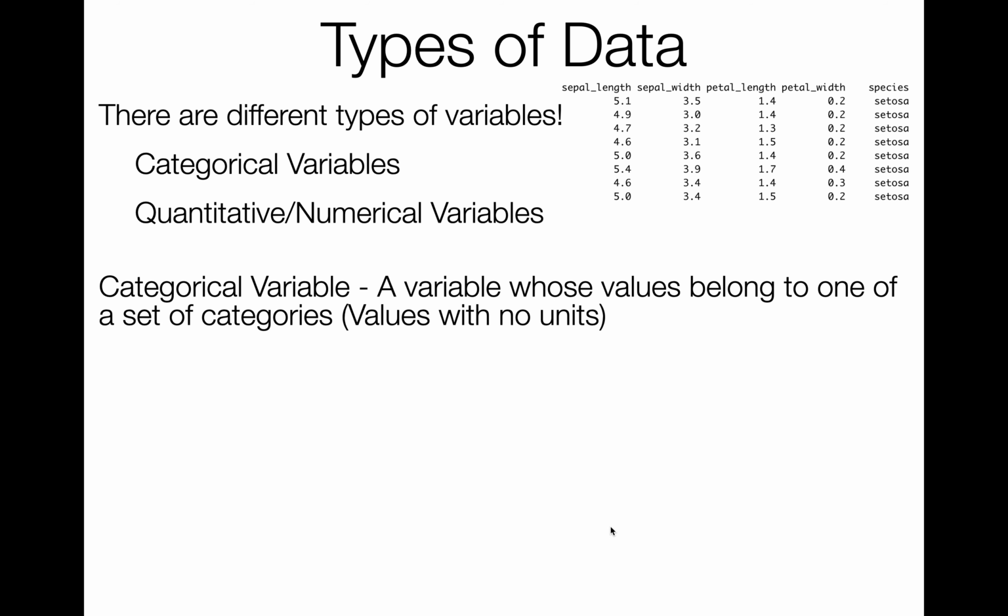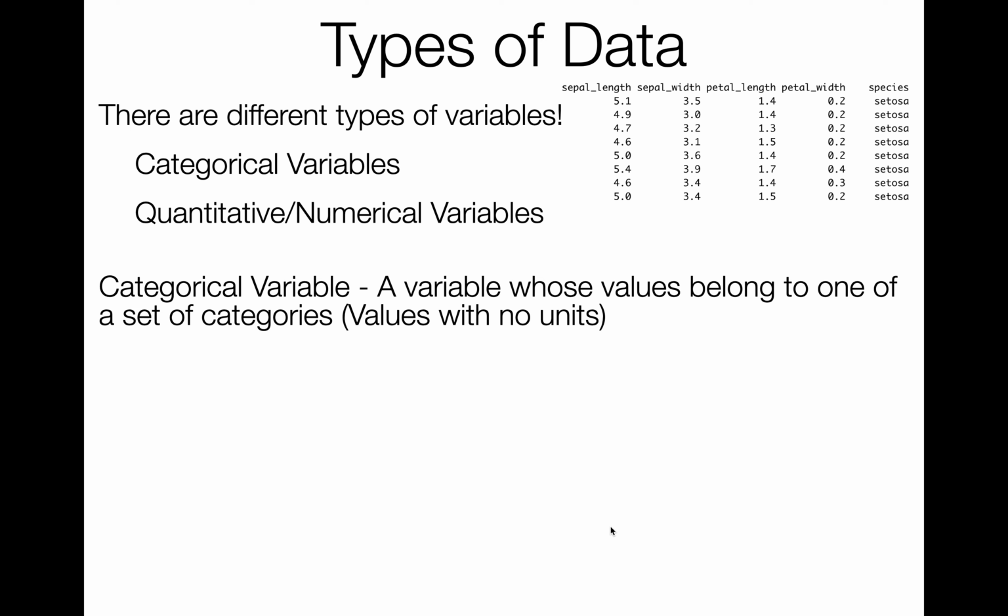The first one that we'll talk about is a categorical variable. And as the name suggests, a categorical variable is a variable whose values belong to one of a set of categories. Hopefully that makes sense. The variable contains only different categories, not a large number of things. So specifically, a categorical variable has values with no units associated with them.